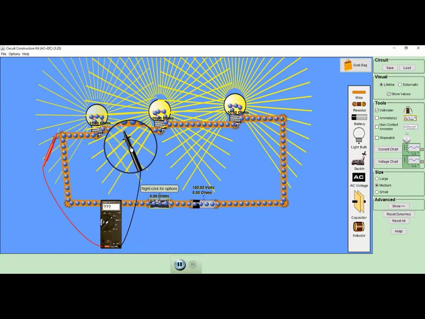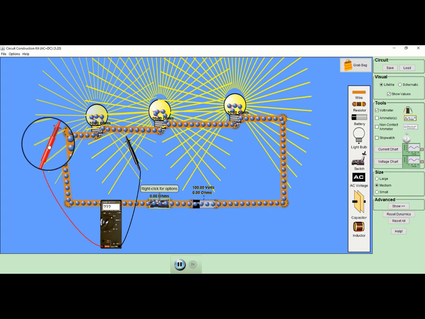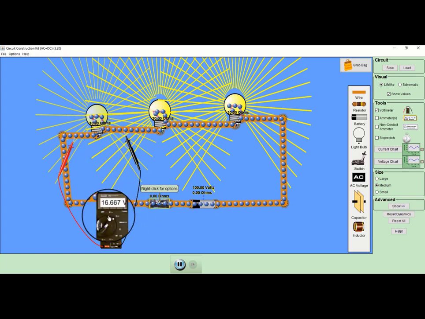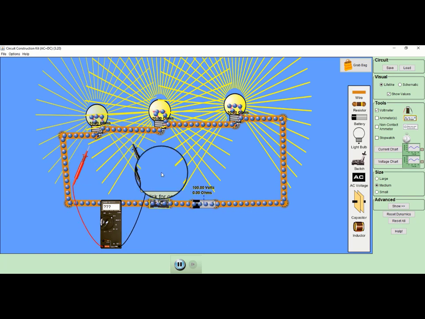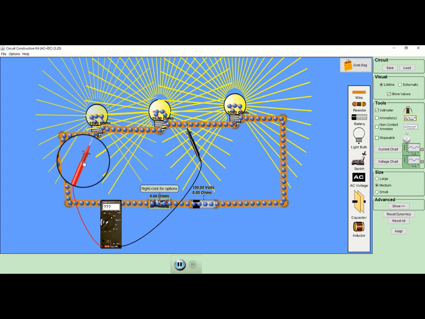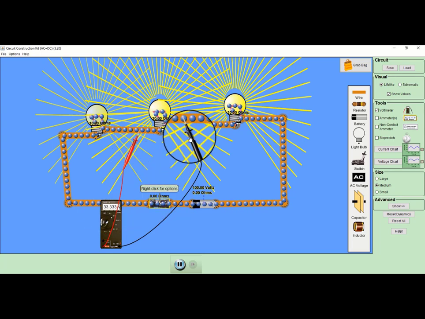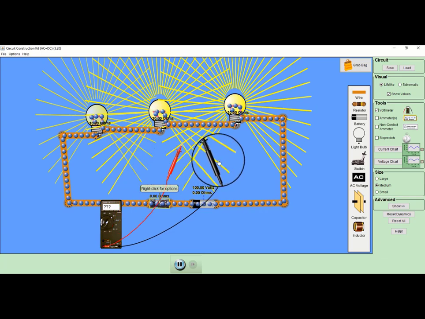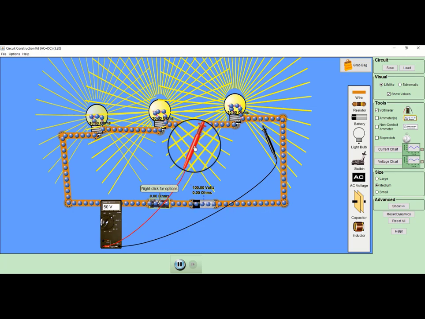Now voltage across 10 ohm resistance. Recall how much was that voltage? It was 16.667. So let's check. Yes, we are getting the correct answer. Voltage across 10 ohm is 16.667. Voltage across second resistance, it was 33.33 from our calculation. So let's see practically how much is that voltage. It is matching 33.333. And voltage across third bulb, if you recall from presentation, it was 50 volt. So let's check that. So it is 50 volt.